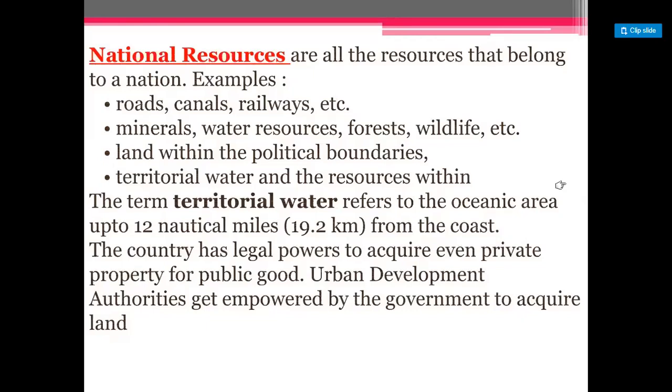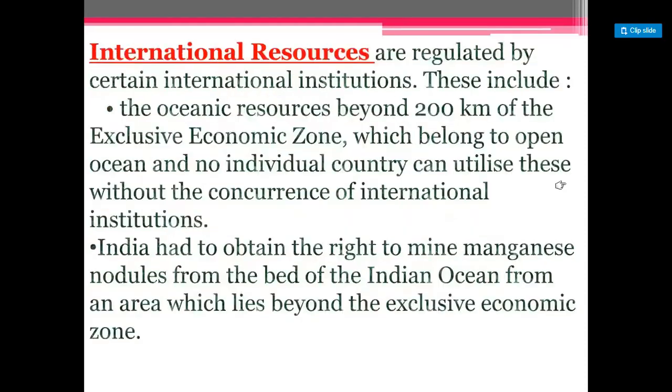And the country has legal powers to acquire even private property for public good, like construction of metro. So government can acquire private property also for the public good. And for this, urban development authorities get empowered by the government to acquire land.